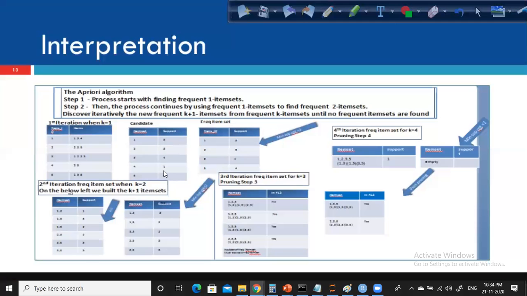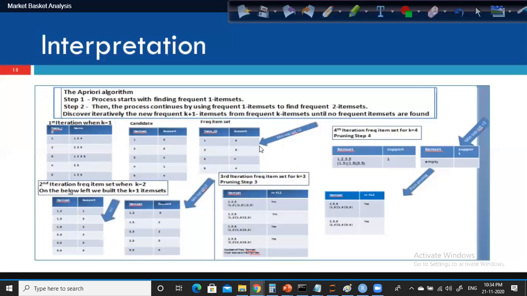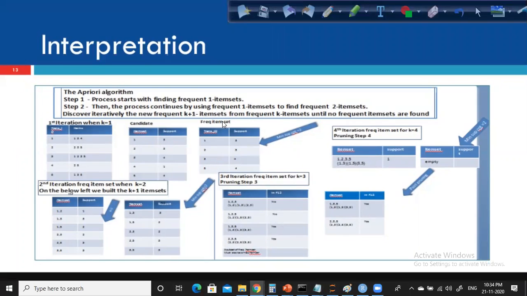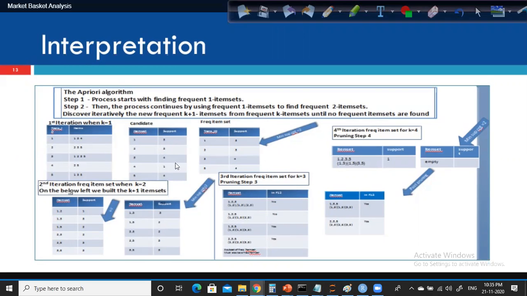We have a parameter called minimum support count. If I use minimum support count equal to 2, that means each item should have been purchased at least 2 times by the customers for me to consider those items as purchased frequently. In that case, this product has been purchased only one time, so it will get filtered out. The other items were purchased 3 times, 3 times, 4 times, 4 times.